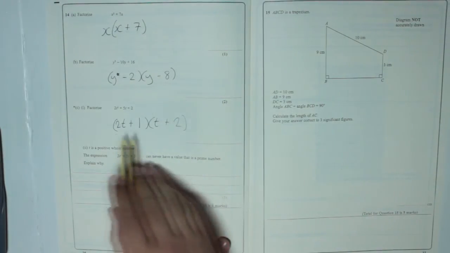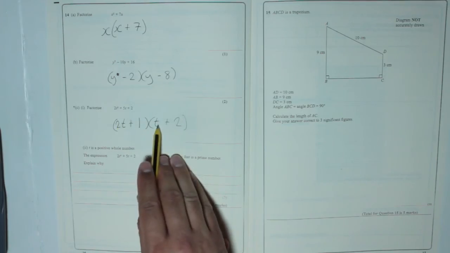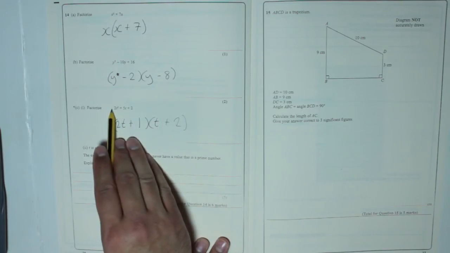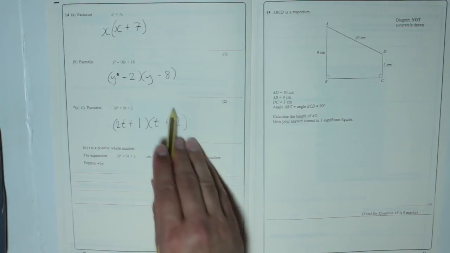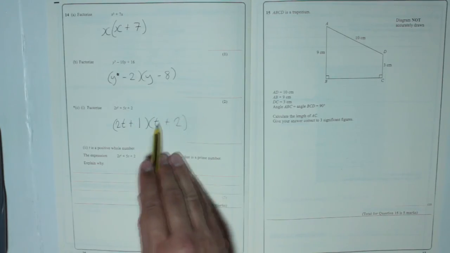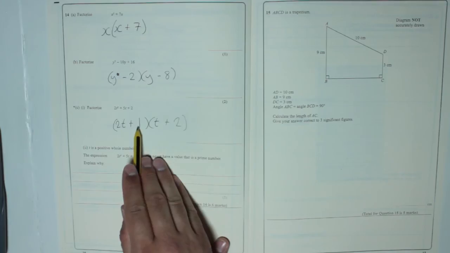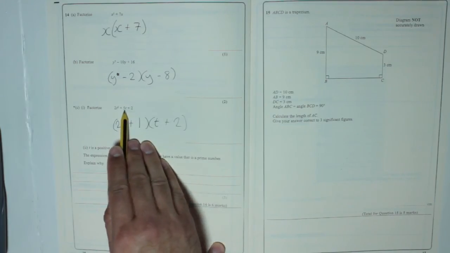So if you're not sure why, remember if you had this and you had to expand it, you'd get 2t times 2 times t, which gives 2t squared. 2t times 2 gives you 4t. 1 times t gives you t, and 1 times 2 gives you the 2. Remember the 4t and the 1t would come together to give the 5t.